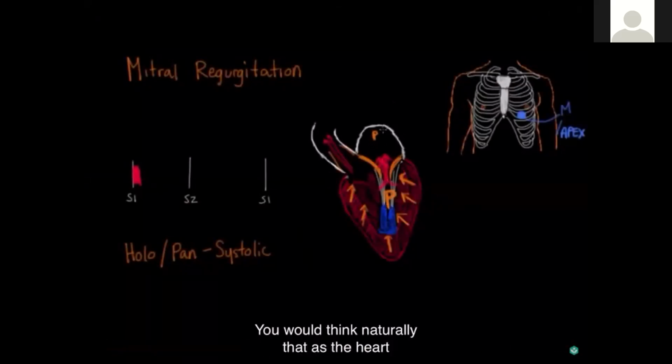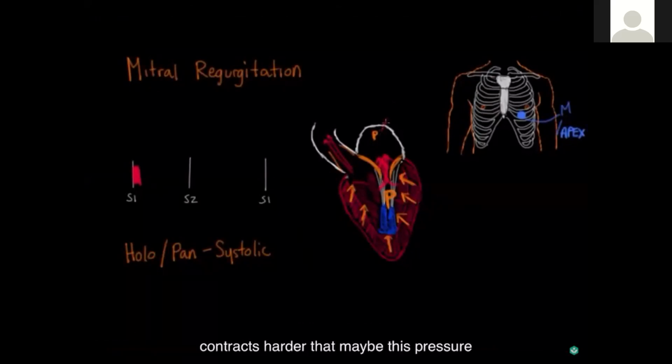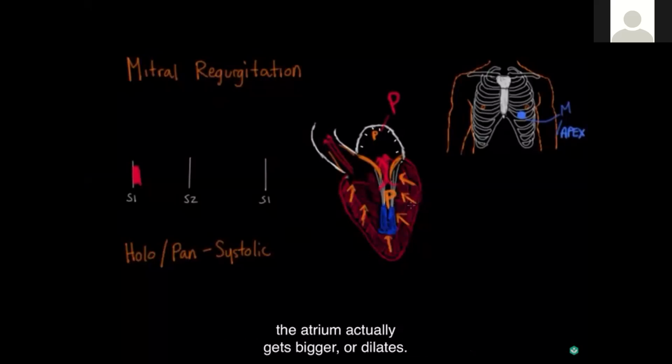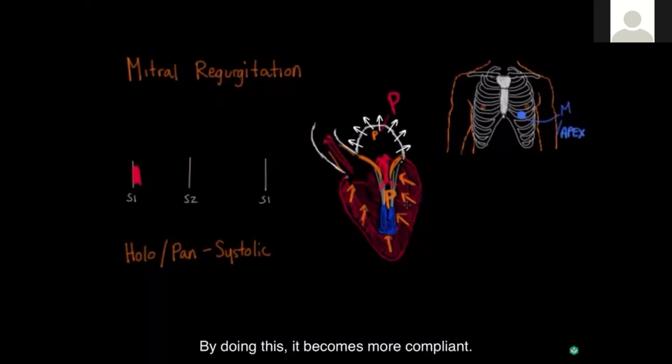And you would think naturally that as the heart contracts harder, that maybe this pressure would become bigger. And the truth is that the pressure actually does become bigger, but in chronic mitral regurgitation, which is what we're talking about, the atrium actually gets bigger or dilates. And so by doing this, it becomes more compliant. And what that means is that it can accept the blood that's coming back into it at a lower pressure, so it can accept more volume at a lower pressure. And as a result, that pressure in the atrium does not go up so much.